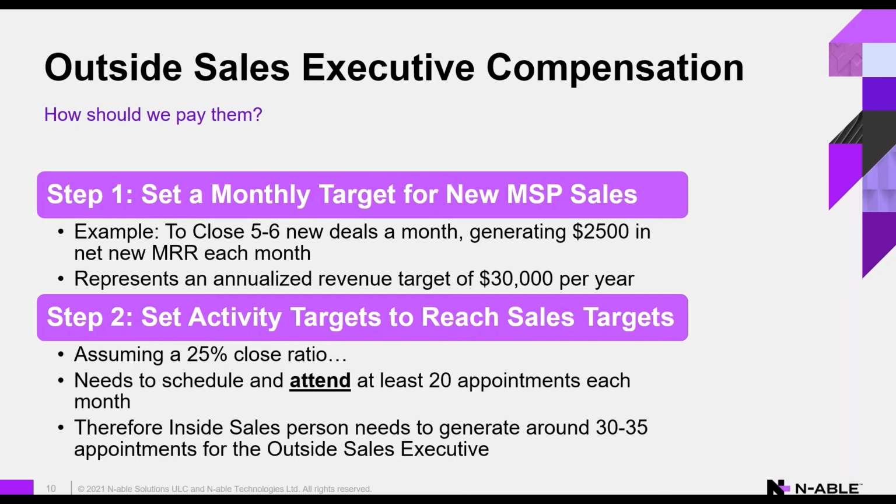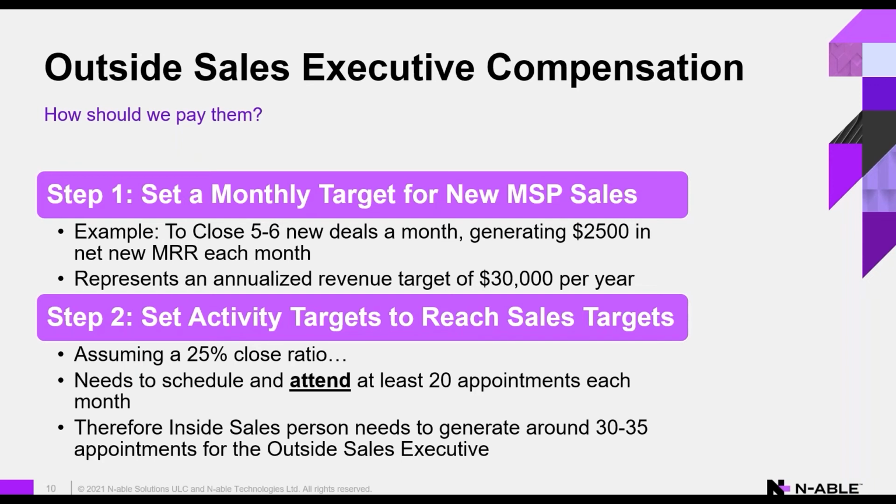Then you want to work on setting activity targets to help them reach their sales targets. We're going to assume a 25% close ratio. Most good salespeople have between a 20-25% close ratio. Working backwards with the math, an outside sales exec would need to schedule and attend a minimum of 20 appointments with new prospects each month to reach that 25% close ratio, to get their 5 new deals.